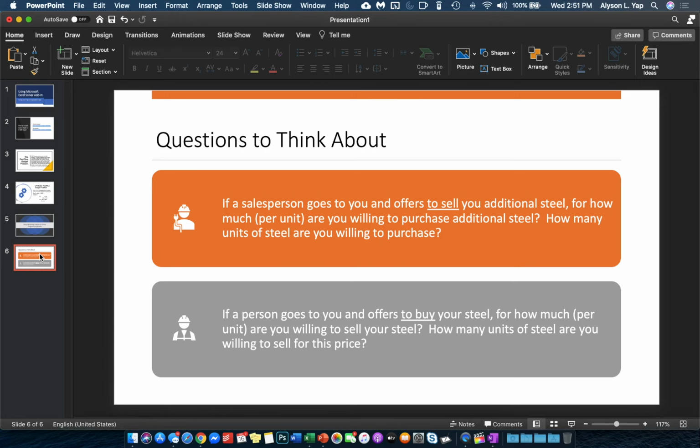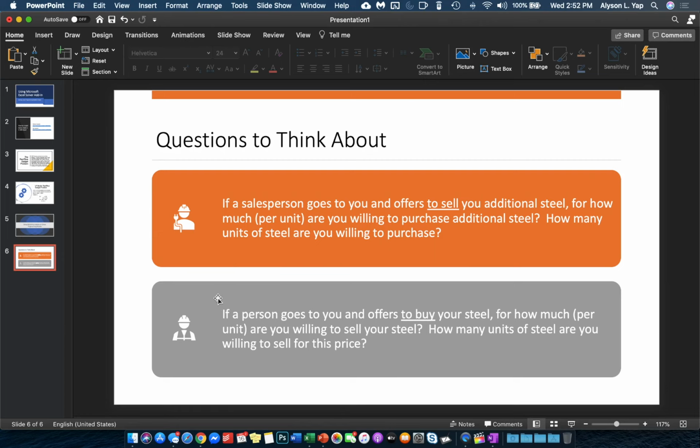So let's say if the salesperson offers you additional steel for, let's say, 20 pesos per unit, will you purchase the additional steel? What if it's 21, 22? What if it's 30? So the question that we need to answer is, for how much are you willing to purchase additional steel? And let's say the price that was given to you by this salesperson is favorable. How many units of steel are you willing to purchase? Okay, so that's the first question that we will be answering.